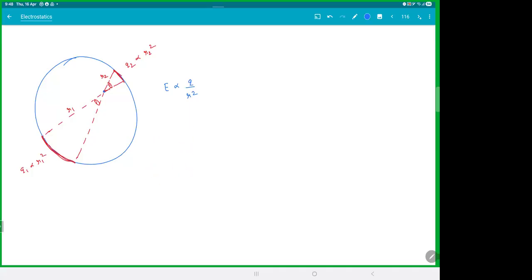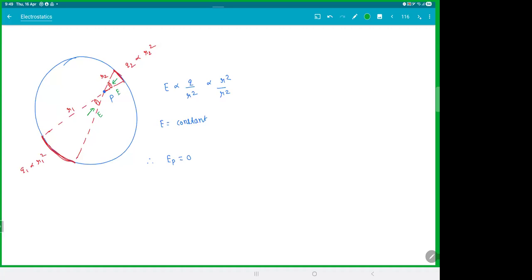So the field at a point is proportional to Q by R square, and Q is proportional to R square. So E is constant at a point due to any small piece. If you take any random point here, therefore the field at point P is 0. Basically, they cancel out. So this is going to give a field E in this direction, and this is going to give a field E in this direction.